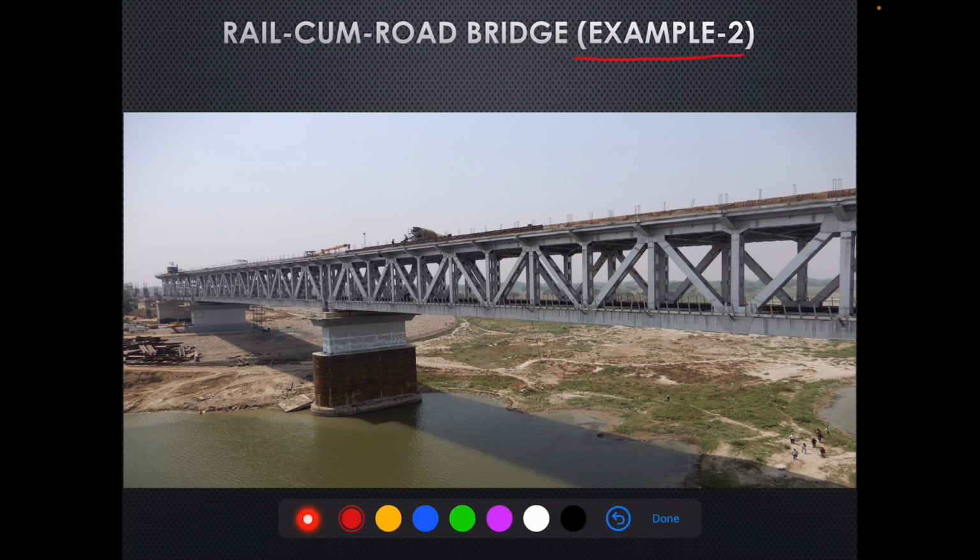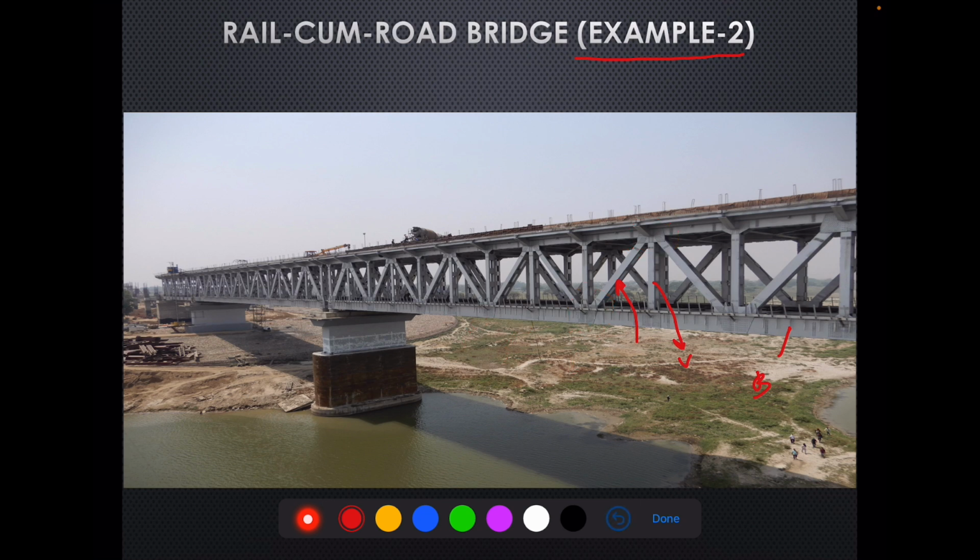Bolted structure means these individual members, these diagonals, these verticals, these bottom chord members, have been fabricated as welded structures, but at the site they have been assembled with the help of bolts. As you can see, a series of bolts is visible here. In the previous example, at site also welding had been done for site connections.